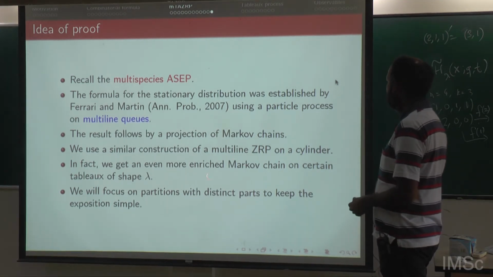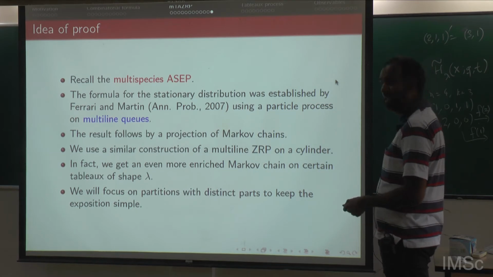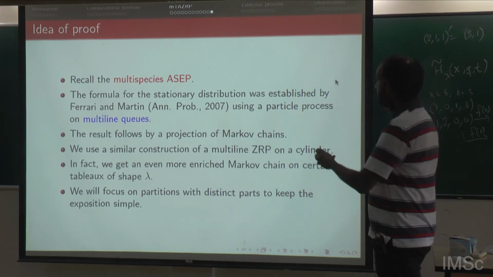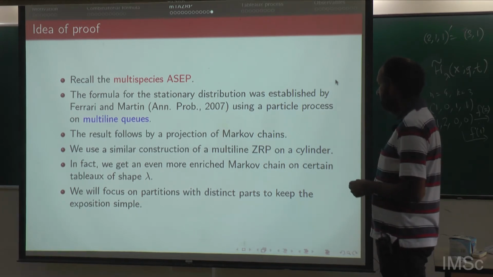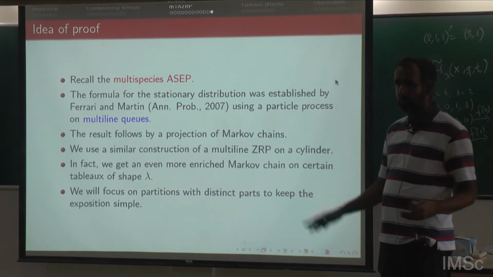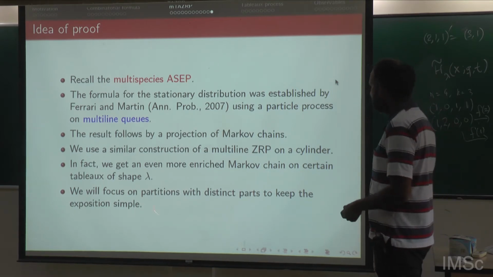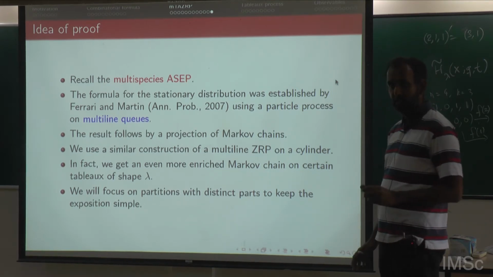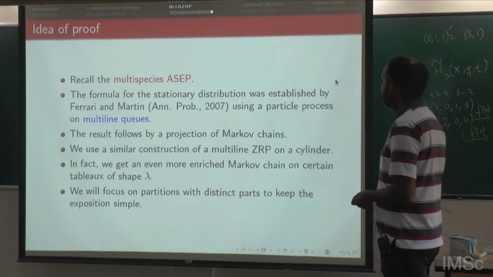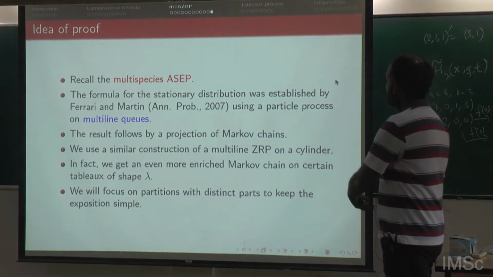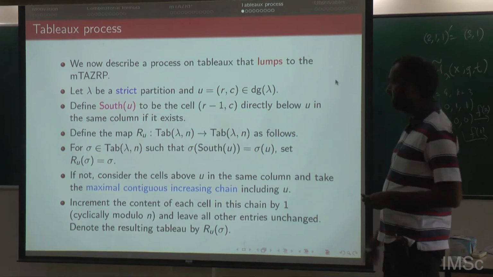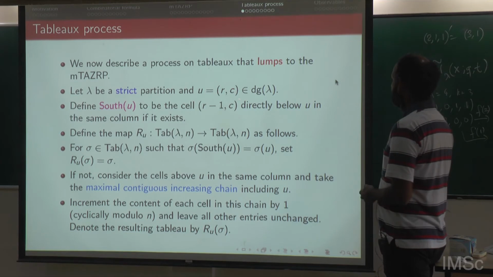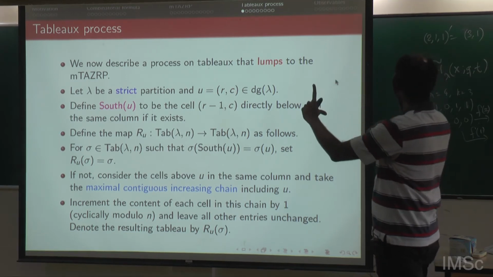So we have a Markov chain on these tableaux that I mentioned when I was talking about the combinatorial formulas. The process is complicated in general, but when the partitions have distinct parts, it's relatively easy to describe. So that's what I want to go through. Suppose lambda is a strict partition, which means it has distinct parts, and U is a cell in the diagram.